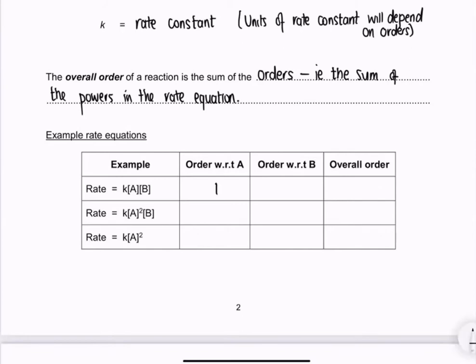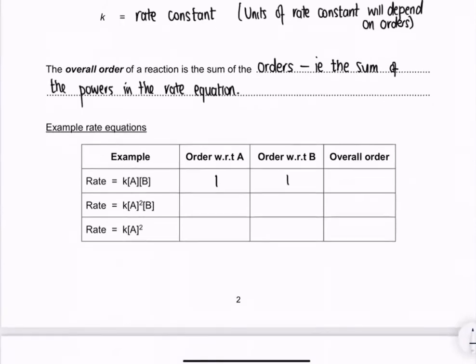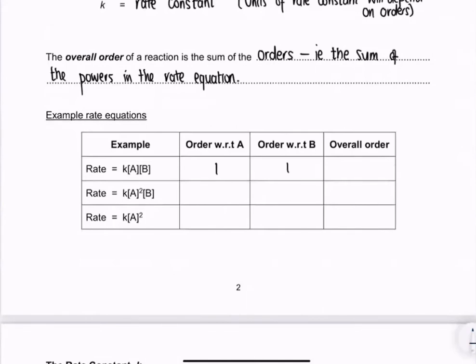So we've got 1 for the order for A, where WRT stands for with respect to, and 1 with respect to B. Now the overall order is the sum of those powers, so 1 add 1 is 2. Then we look at the next one, we can see that there's a squared after A, so the order for A is 2, but the order for B is 1. And if we add that up, then we get 3. And in this last one we can see that there's a squared after A, but there is no B, which means that B must have been 0 order, it wasn't there.